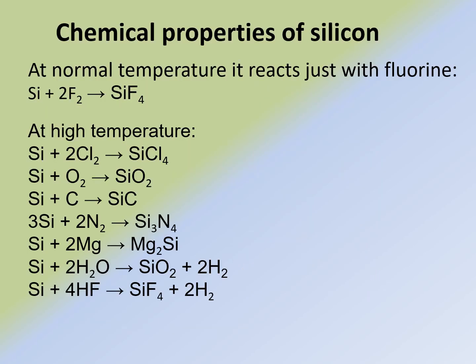When silicon reacts with fluorine, there will be SiF4, and this reaction is possible even at normal temperature. At higher temperature, it can react with much more elements and compounds, for example, with oxygen, with carbon, with nitrogen, and even with magnesium. It forms magnesium silicide, where silicon has a negative oxidation state. Silicon also reacts with water just like a metal, producing an oxide, this time a dioxide, and H2.